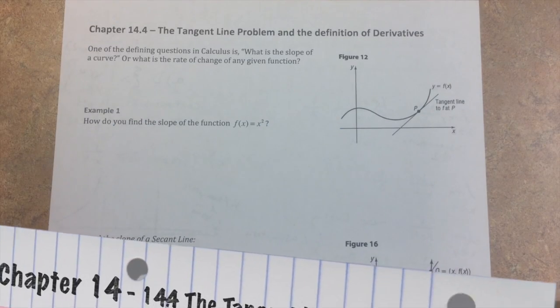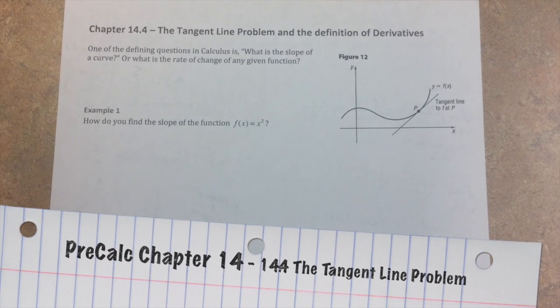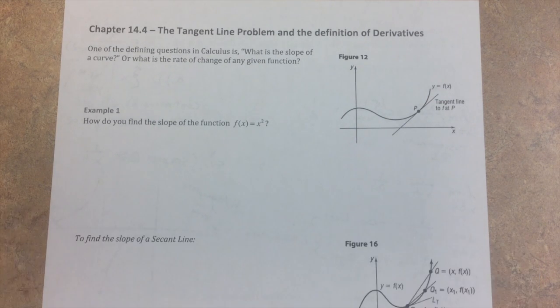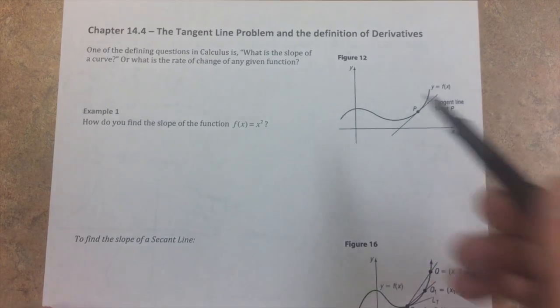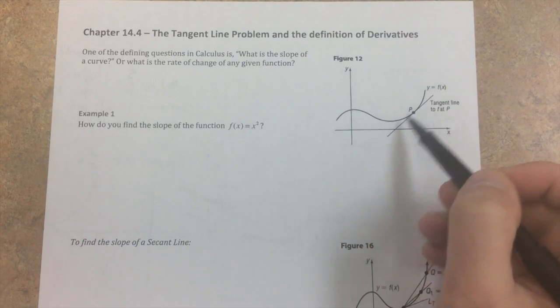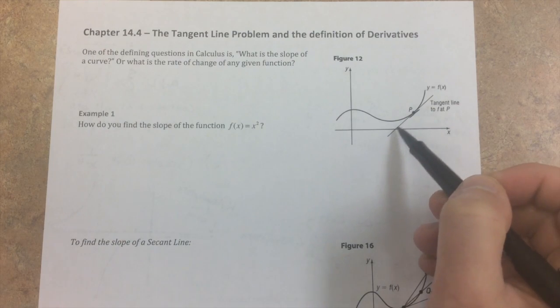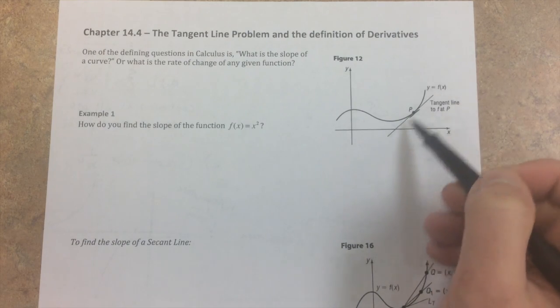All right, so after we spend all of this time working with limits, we get to one of the most important questions that defines calculus. And it is, how do you find the slope of a curve? Or how do you find the rate of change of any given function? So here, if you look at just any curve, how do you find the slope of this tangent line?